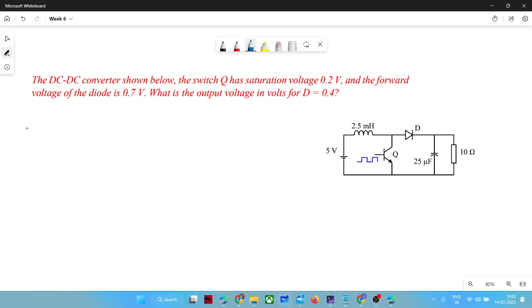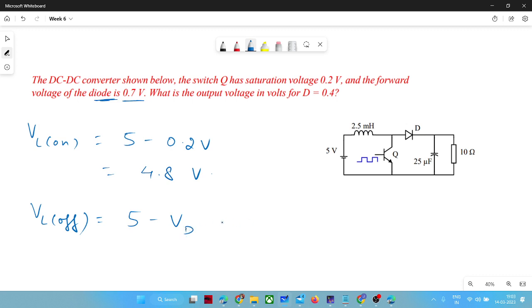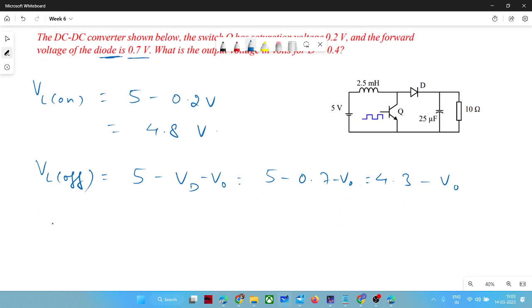So the on state will be 4.8, that you computed: 5 volt minus saturation voltage, 5 minus 0.2 volt. I hope everyone else is also following. So it is 4.8 volt. And during the off condition, VL off is 5 minus VD minus V naught, that is 5 minus 0.7, which is 4.3, minus V naught. Correct. So now you have the voltage across the inductor during turn on and turn off.